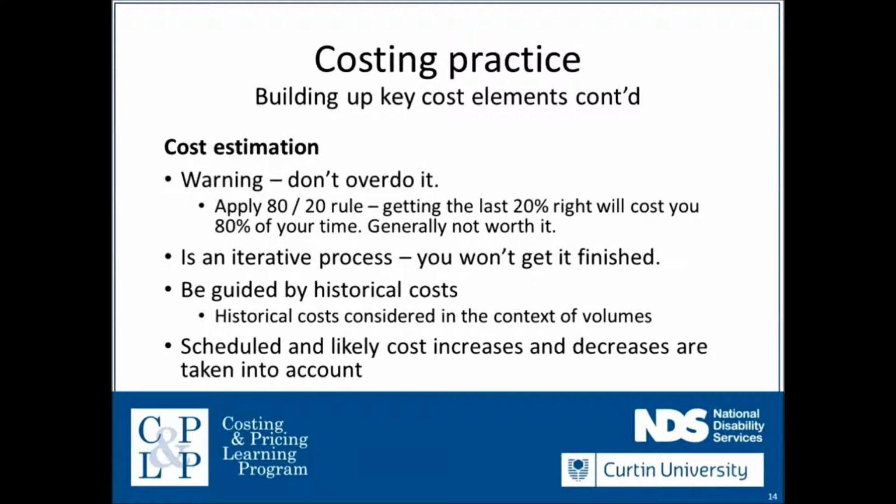As mentioned before, remember to be guided by historical costs, and also remember to schedule in likely cost increases and decreases to make sure they're taken into account. So for instance, most awards that disability service organisations operate under include opportunities for automatic increments for staff, and where those automatic increments are going to be taken into account in the following year, obviously your history is not going to inform you of that, but your estimates need to.